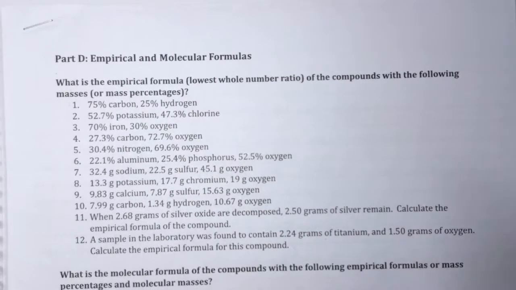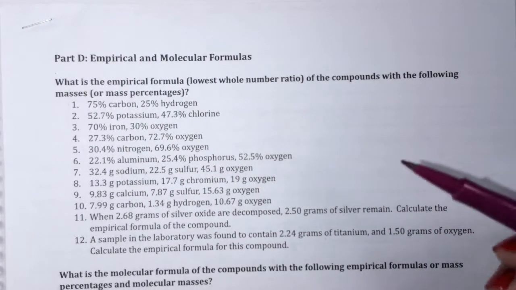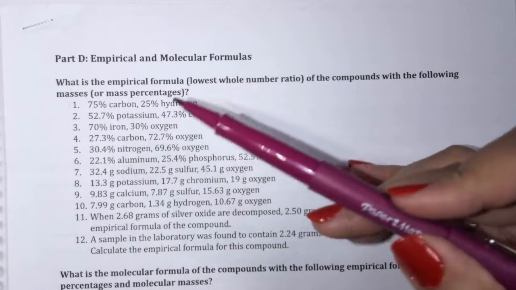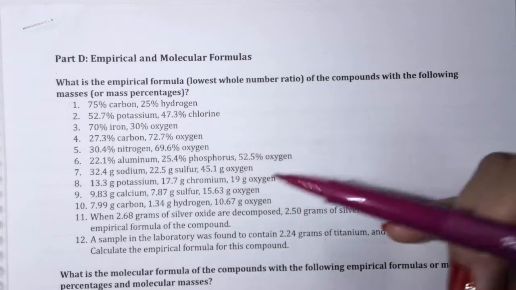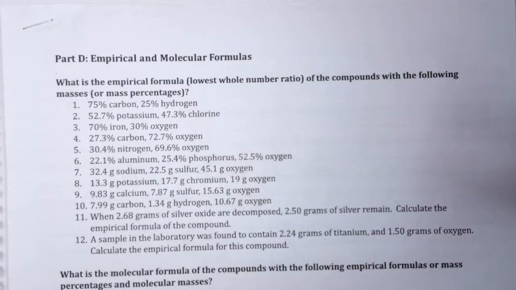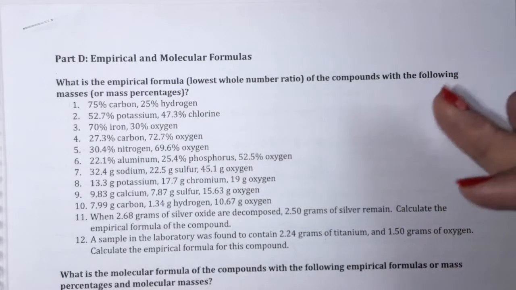So here are some examples that you can pause the video and use to help you. Remember, we just changed percentages to grams. Now, if it gives you grams already, you don't have to change anything. You just proceed like normal to change it to moles, divide it by the smallest mole value, and then compare the ratios and set up the compounds.